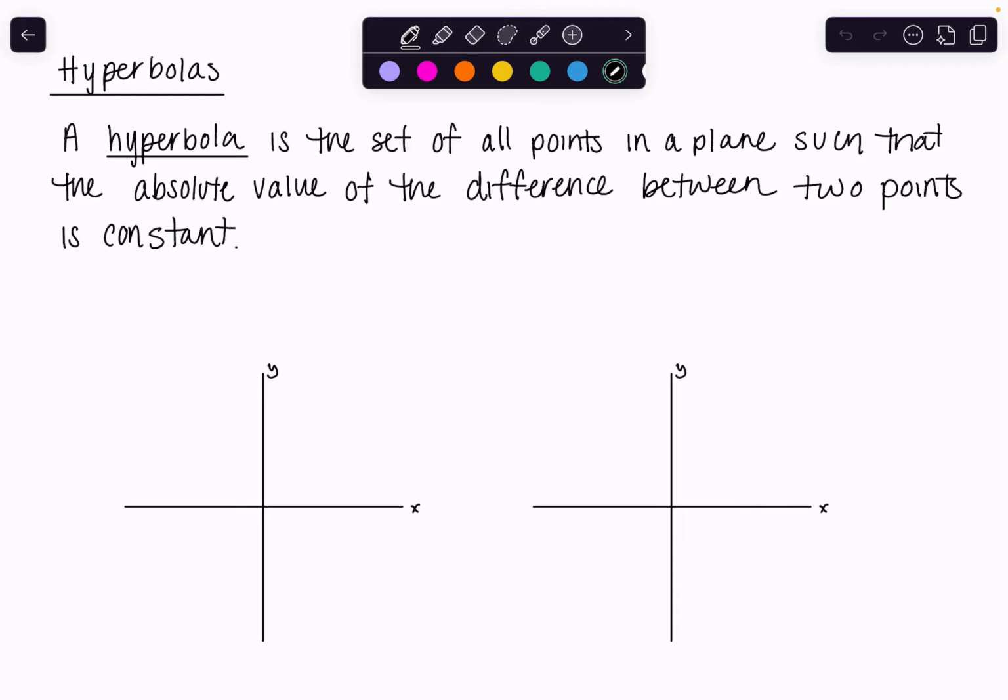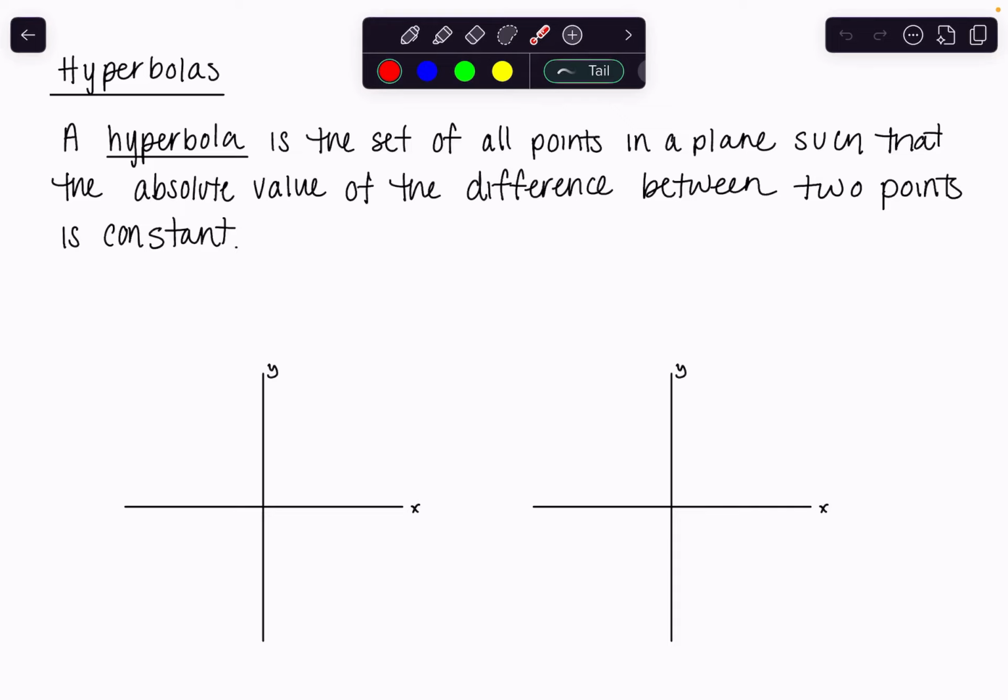So a hyperbola is the set of all points in a plane such that the absolute value of the difference between the distances to two points is constant. So if these are my two fixed points, if I look at the distance from one point to another, the difference between these two is constant no matter what I pick. But you can see one side is bigger than the other, so we just care about the absolute value. We don't care whether that distance is positive or negative.